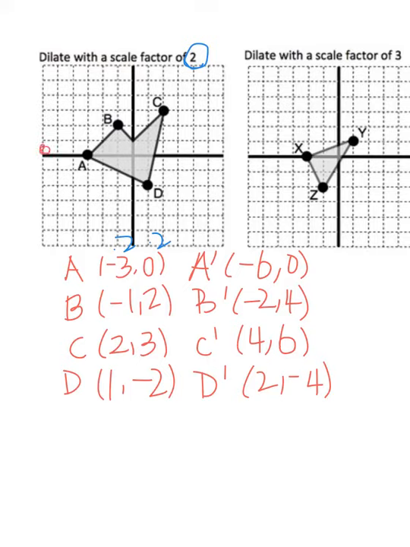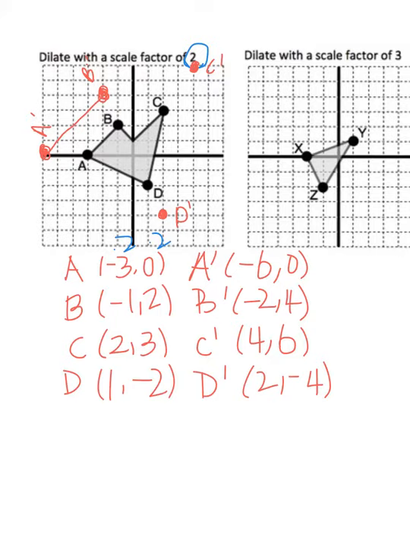And then I can go ahead and plot each of those points on my graph. There's A prime. B prime is -2, so left 2, and +4: 1, 2, 3, 4, up 4. C prime will be at +4, 1, 2, 3, 4 to the right, and up 6, right here, just below the 2. And then D prime is +2, and 1, 2, 3, 4 down. So D prime is here. And then I can go ahead and connect my dots.